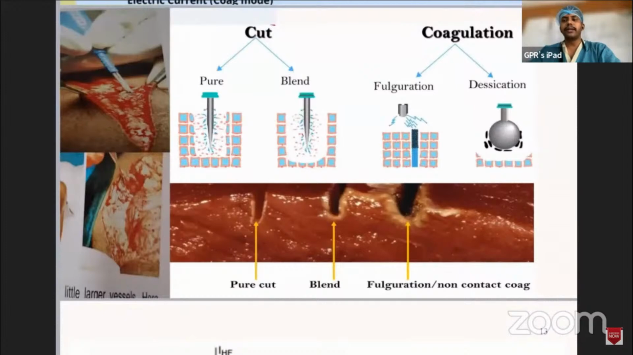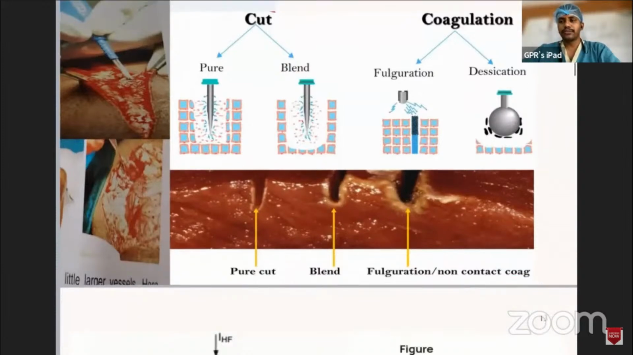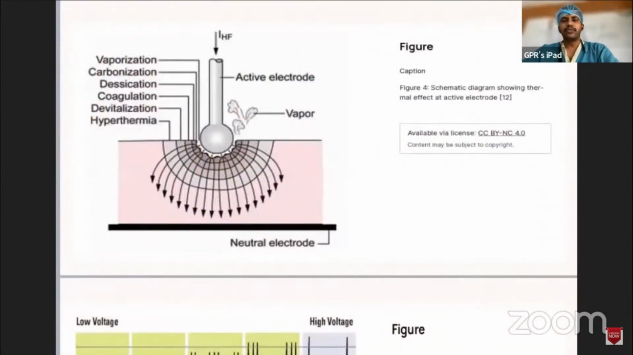When it comes to a blend current, it makes a precise, rather than a drastic cut, and it also has a minimal amount of coagulation property. And there is another picture to show how fulguration happens, which is a non-contact coagulation. So these are the different amounts of energy dissipation that happen whenever a high frequency electrode is placed over the tissue.